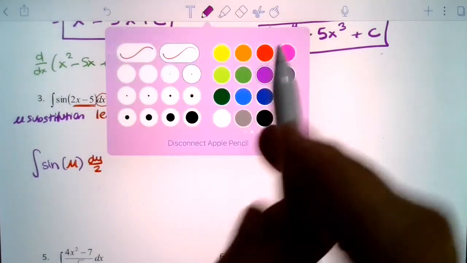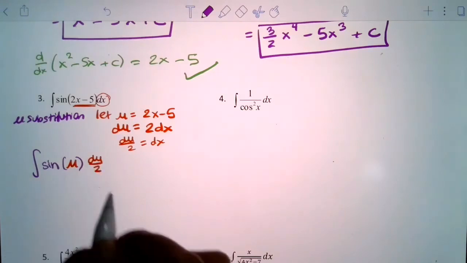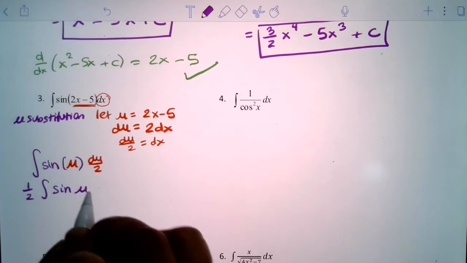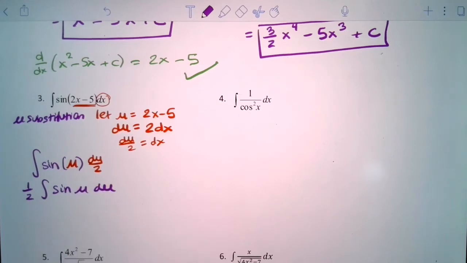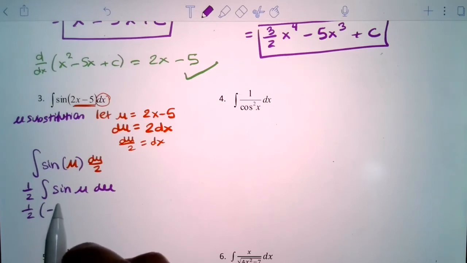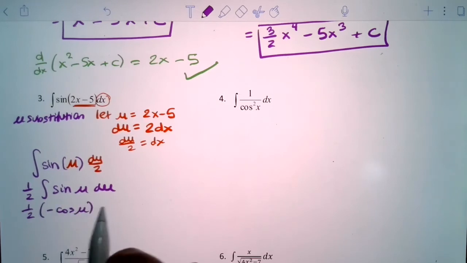So I'm going to switch back to purple here. That over 2, I'm just going to pull that out as a 1/2 coefficient. And U substitution allows you to take something complicated and recreate it into something that you know how to do. The integral of sine is negative cosine. So let's go ahead and do that then. I'm going to have 1/2. My integral is negative cosine plus c.